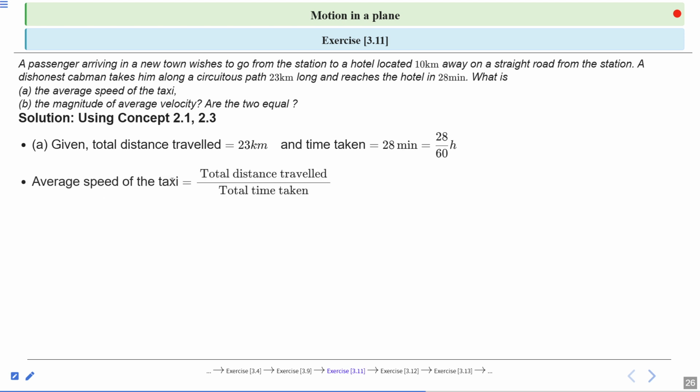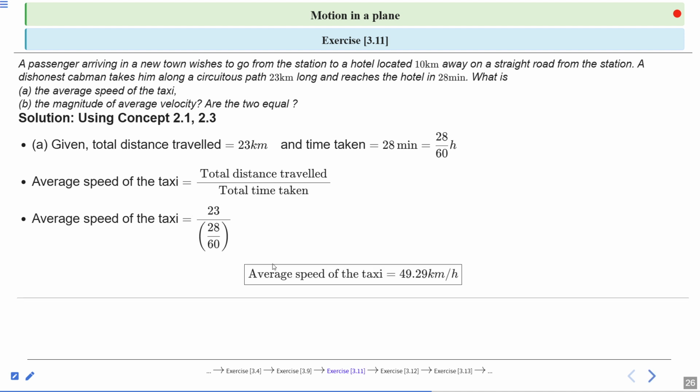So average speed of the taxi is equal to total distance traveled divided by total time taken. So total distance traveled is 23 km divided by total time taken, so that is 28 by 60. Solving this, you will get average speed of the taxi is equal to 49.29 km per hour.